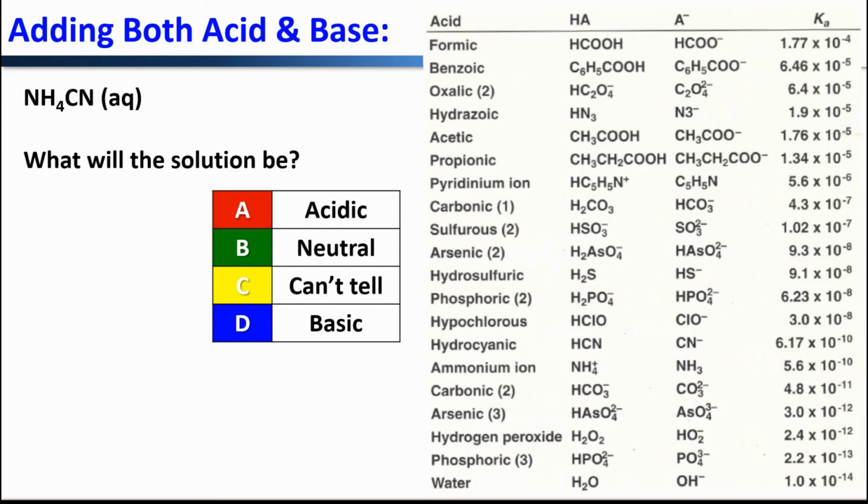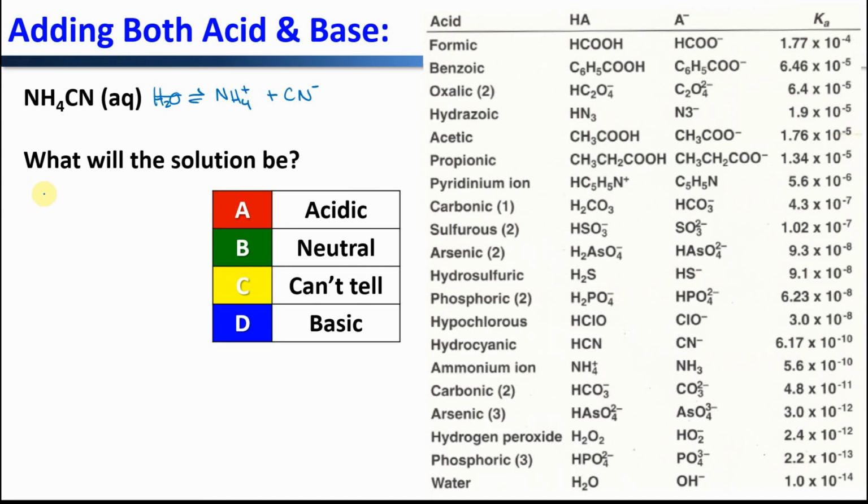Okay, so how are we going to figure this out? Let's write it out. If I put this in water, H2O, what I'm going to get is NH4 plus and CN minus. So this is just like one of the examples that we did at the very beginning where we were trying to decide which reaction is more likely to go.